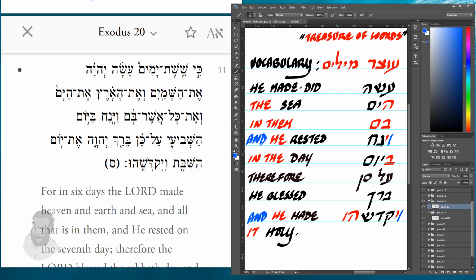And he made, you have Waikadshehu. He made it holy. Kiddush is to make holy. You have the Yod in front, he will make holy. You have the Waw, he made holy. And then you have Hu, which is it. So what did he make holy? It is Shabbat. Shabbat is a masculine noun, so it's waikadshehu. And he made it, it is Shabbat, holy.